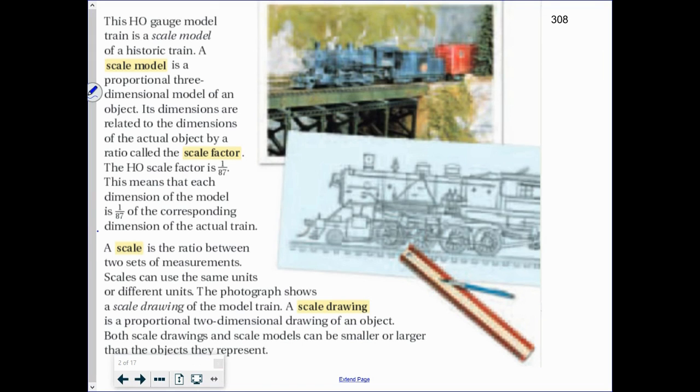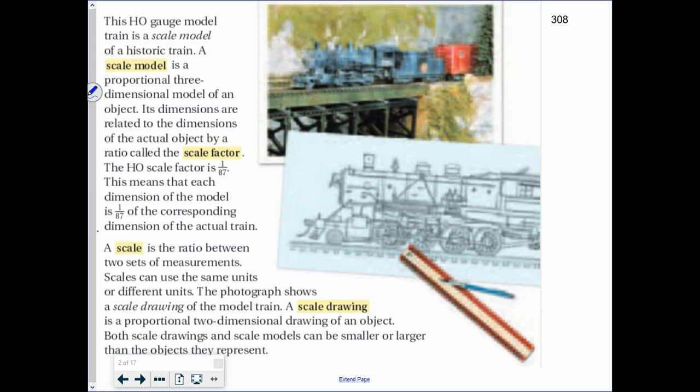Oftentimes, if you go to a toy store and you buy a model of something, you will see on the side of it a scale of some kind. It'll say like 1 to 64 or 1 to 24. They do this with NASCAR race cars too, model cars. They're actually shrunk down. Even the little matchbox-sized cars are considered to be scale models of the original. So that's what a scale factor is.